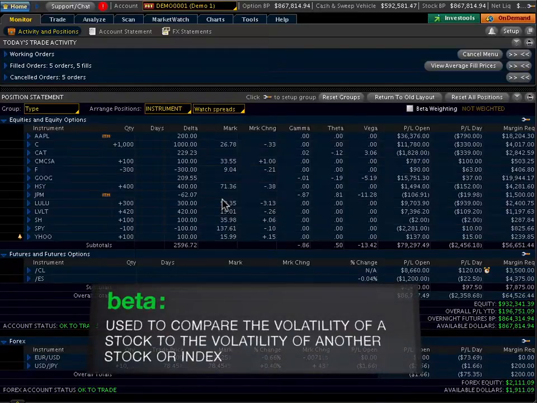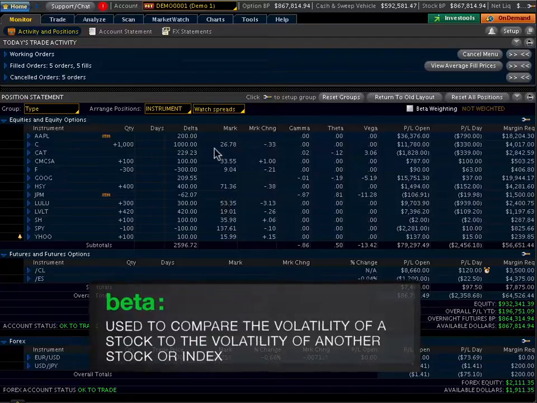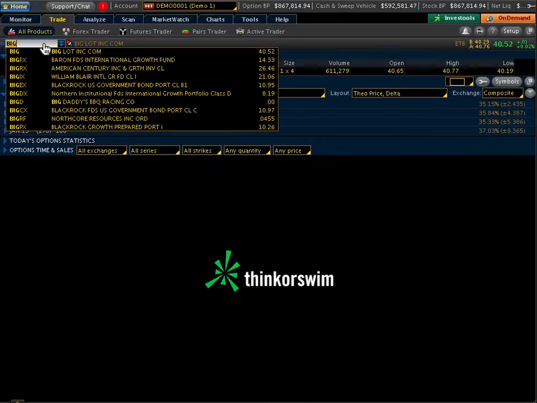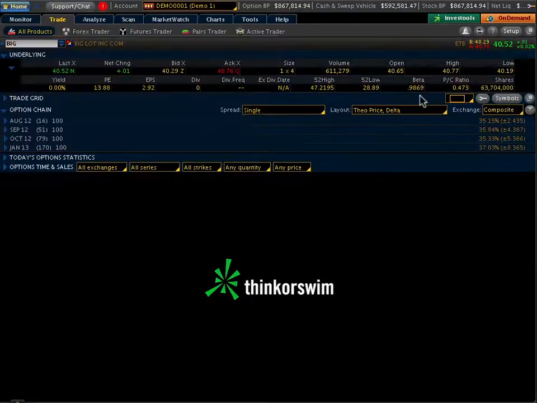Beta is typically used to compare the volatility of a stock to the volatility of another stock or index. For example, a stock's volatility can be compared to an index's volatility. If a stock tends to move a similar percentage to an index's percent move, then that stock will have a beta of 1 when compared to the index.